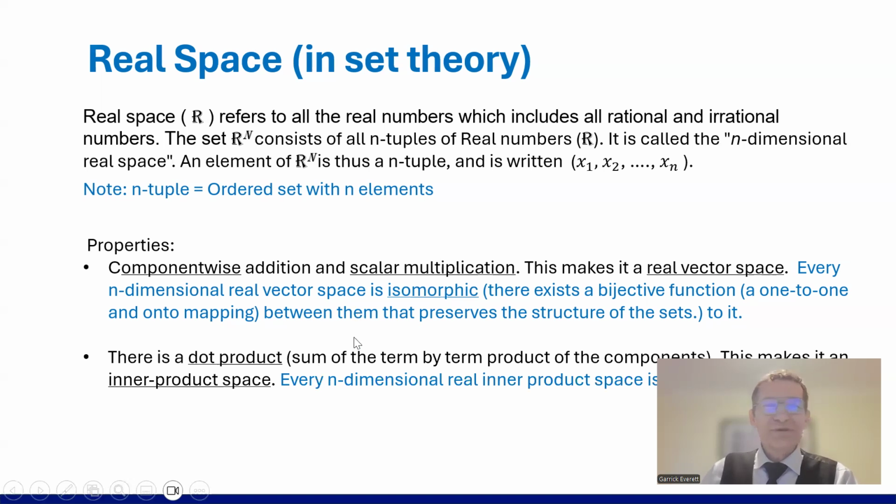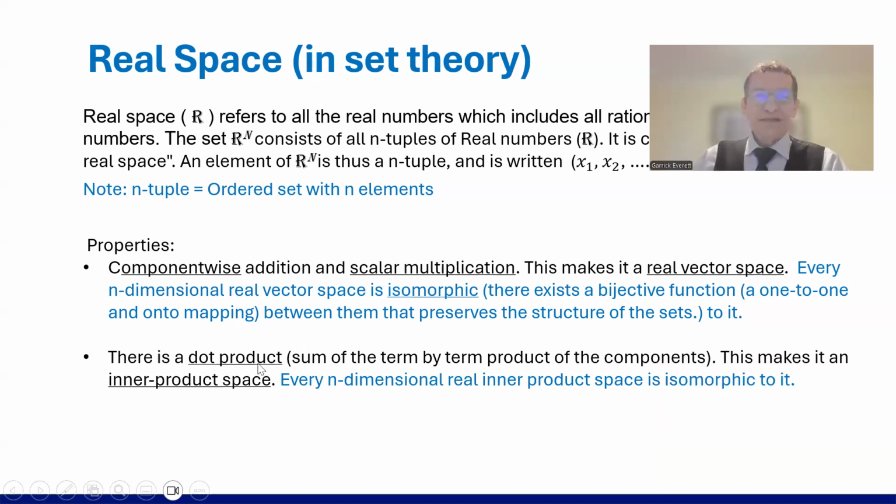Second point, but the main point is the black part. Second point, just move the image out of the way. There's a dot product, the sum of the term-by-term product of the components. So this makes it an inner product space. And again, just using words there. The thing you want to know is there's component-wise addition and scalar multiplication, and there's a dot product. You can do a dot product. If you've got things that can do that, then you're in real space. So they're your two things.